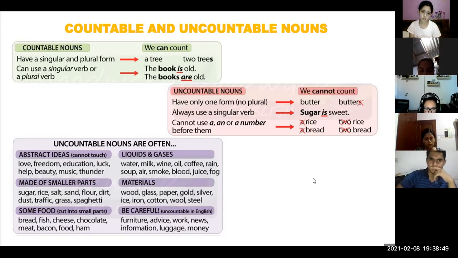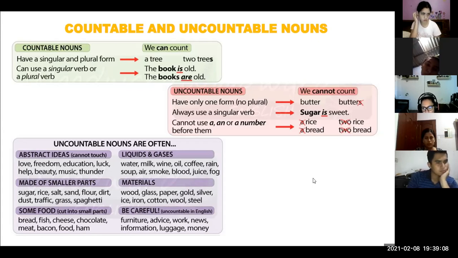Then we have liquids and gases también. These are uncountable nouns. Water, milk, wine, all these liquids. Materials too, for example, wood, glass, paper, all the materials are uncountable.